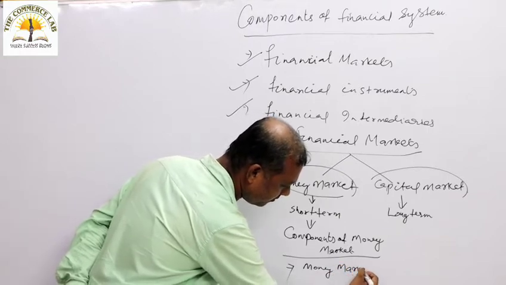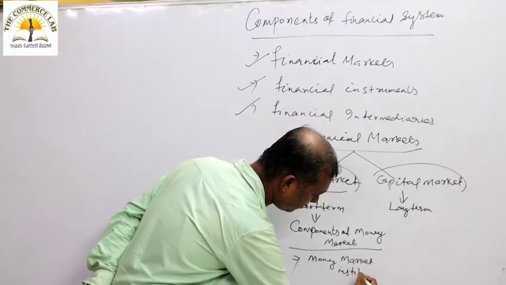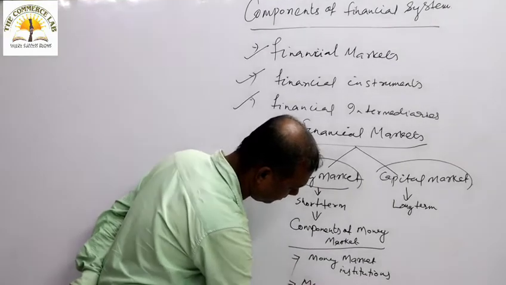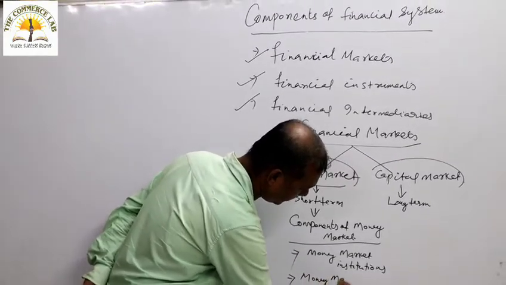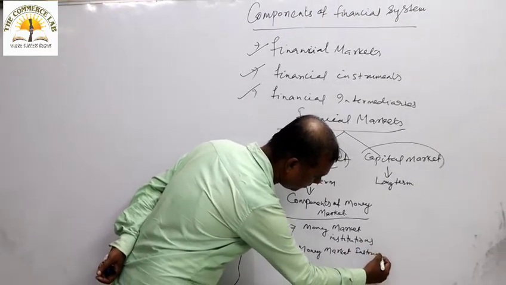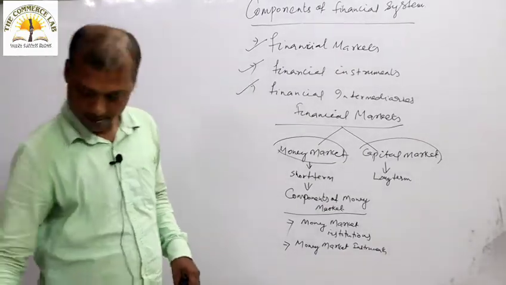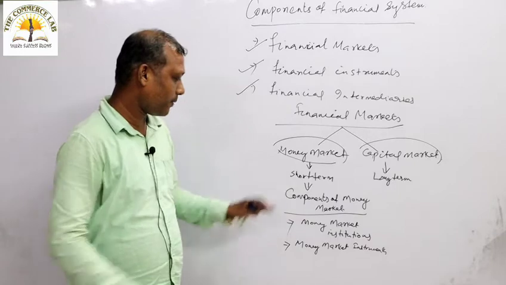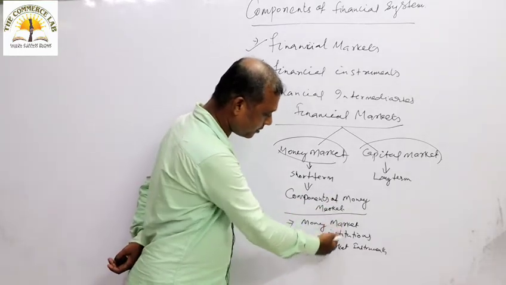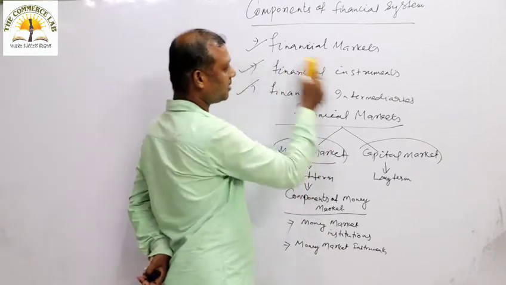They are money market institutions and money market instruments. I think it will be better if we discuss that. We will analyze the components of the money market now under 2 heads: one will be your money market institutions and one will be your money market instruments. Let me write about all the things.